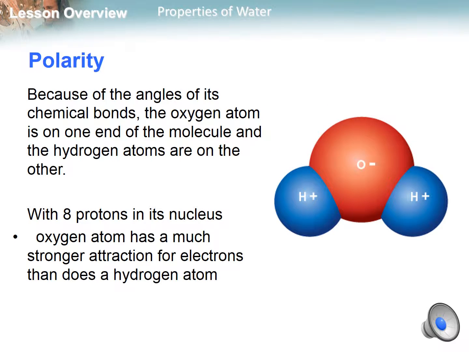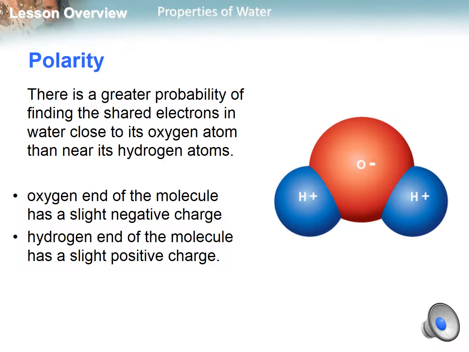Let's talk a little bit about polarity and what it means to be polar. Well, since oxygen has 8 protons in its nucleus, it's a much bigger atom than hydrogen is. And since it is a bigger atom than the hydrogens are, it is able to hold the electrons that it's sharing a little bit tighter than the hydrogens do. Now, you remember that electrons have a negative charge. So if the electrons are closer to oxygen, oxygen will have a slightly negative charge. And if the electrons are a little bit further away, the hydrogens will have a slightly positive charge.